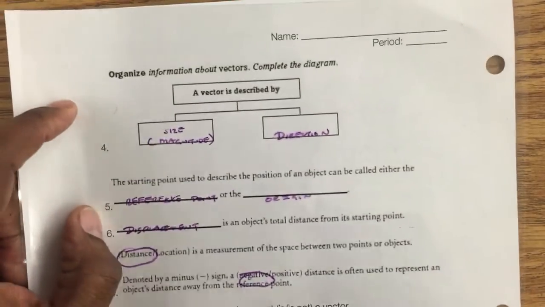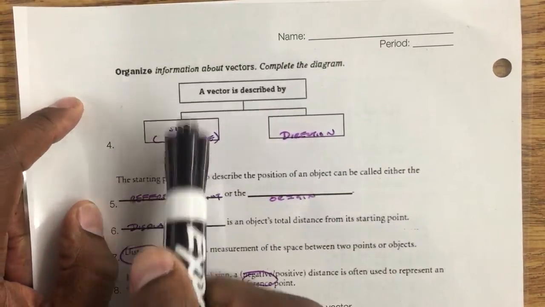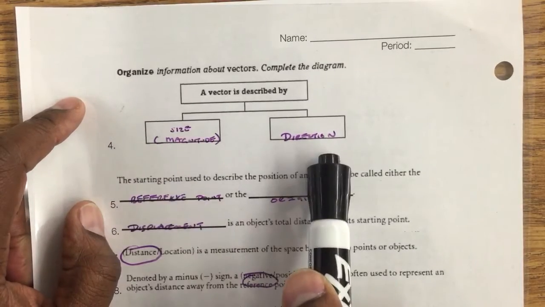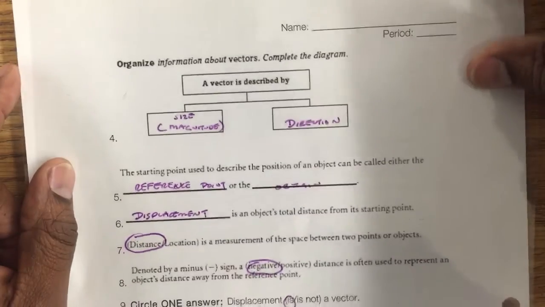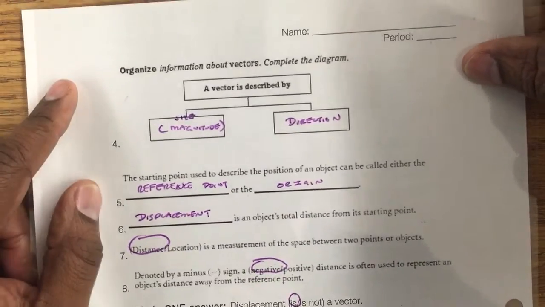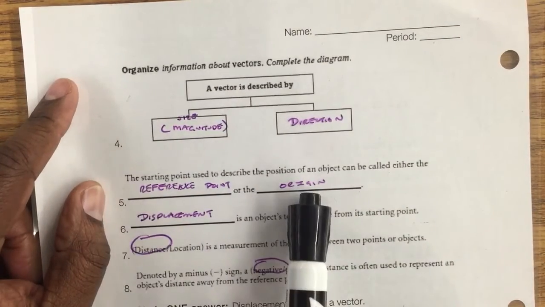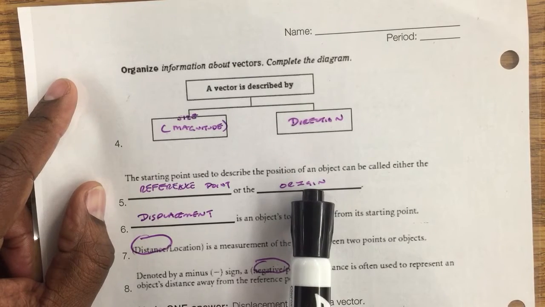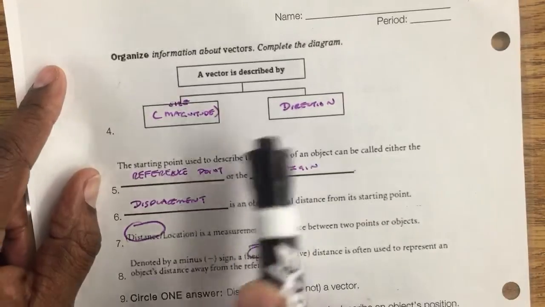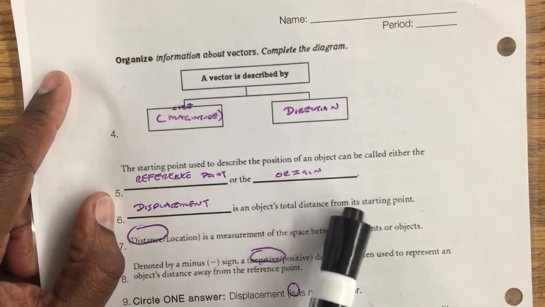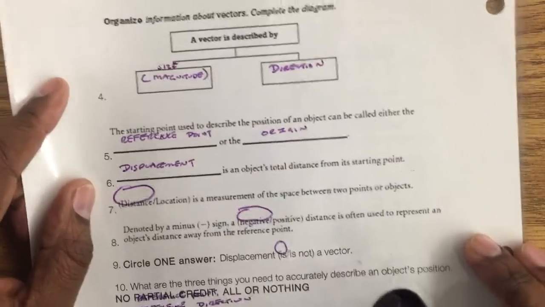Back here, a vector is described by size or magnitude, you can put one or both of these, and direction. You should know that. Okay, we've been talking about that a lot. The starting point used to describe the position of an object is called either the reference point or the origin. Remember, if I'm going too fast, please stop this video and write down what you need. Displacement is an object's total distance from its starting point. We just went over that.